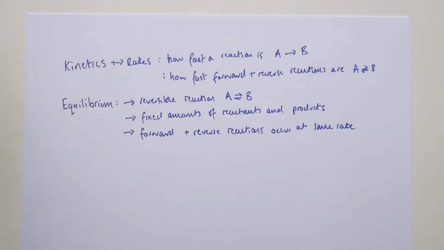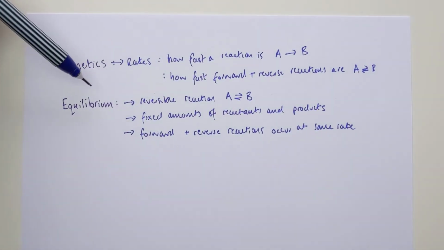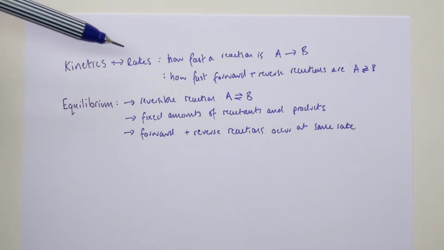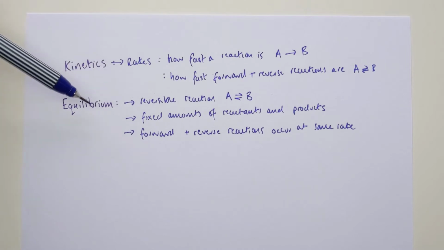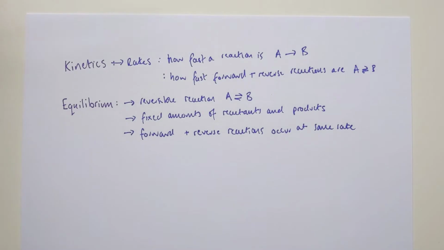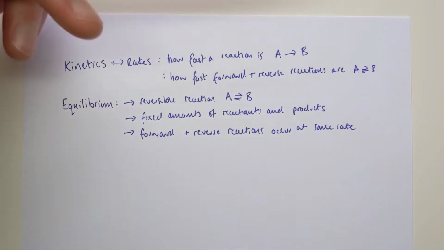Now, one key point is that rate and equilibrium are not the same thing and they're kind of independent of each other. What I mean by that is if you're changing a factor in a reaction, for example temperature, that might have an effect on your rate of reaction. It might also have an effect on your equilibrium position, but not necessarily the same effect and not necessarily in the same way.